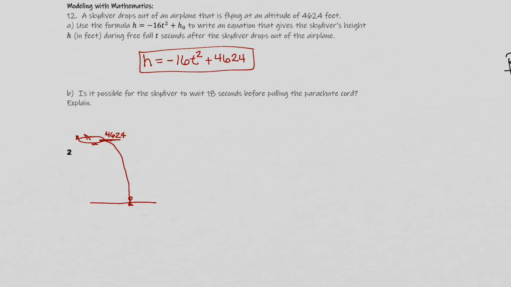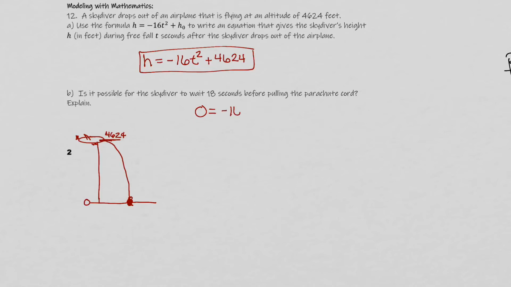So we really want to know when is it going to hit the ground if they haven't pulled the parachute, okay? So I want that x-intercept. So I'm going to find the x-intercept of this equation, which means my height here, if that's 4,624, this is when my height is 0. So I'm going to plug in 0 for h, and I'm going to solve.